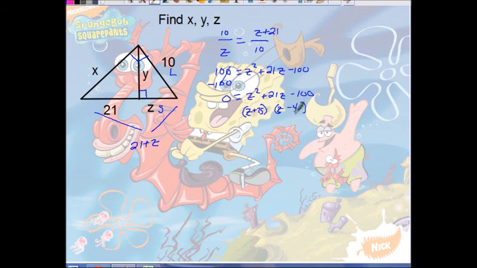To solve this, we set each parenthesis equal to 0. z plus 25 equals 0, and z minus 4 equals 0. And let's solve it. Subtract 25 from both sides, and z equals negative 25. Add 4 to both sides, and z equals 4. Now we can't have a negative length side, so we know our z is going to have to equal 4.